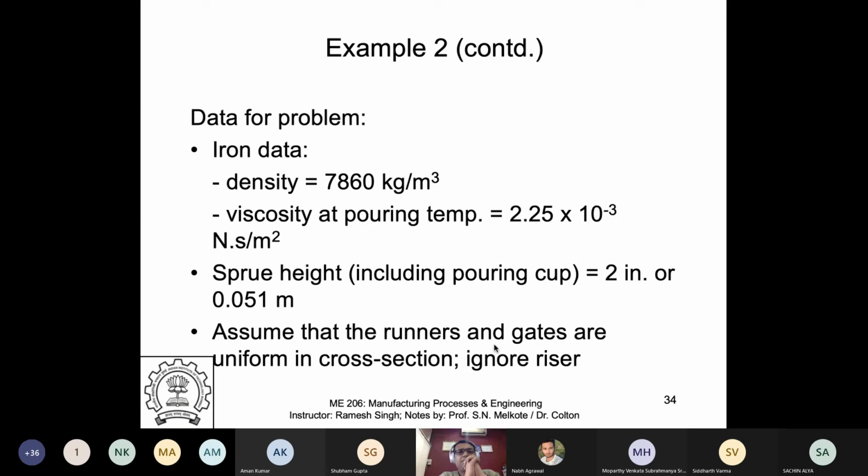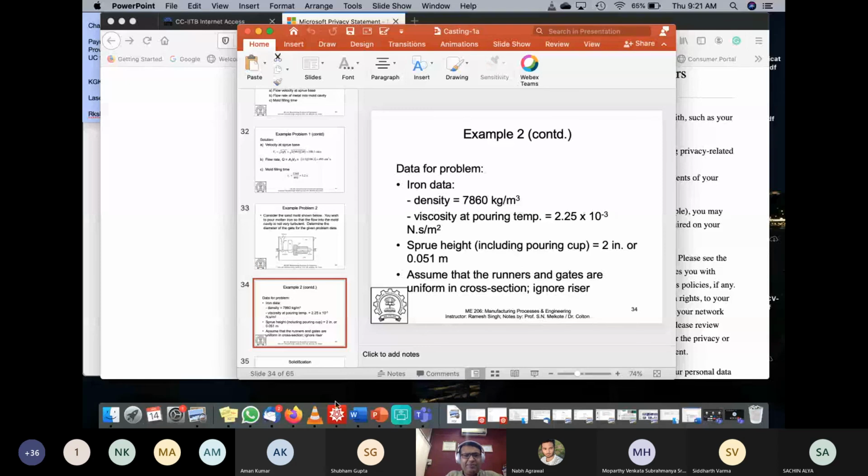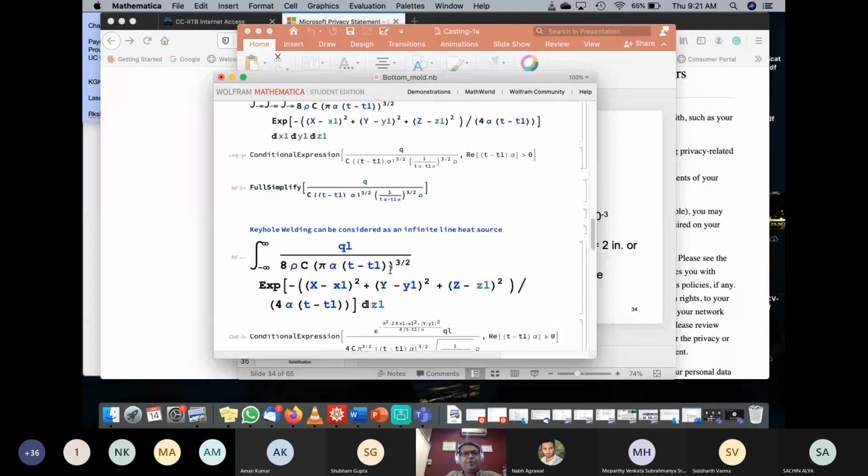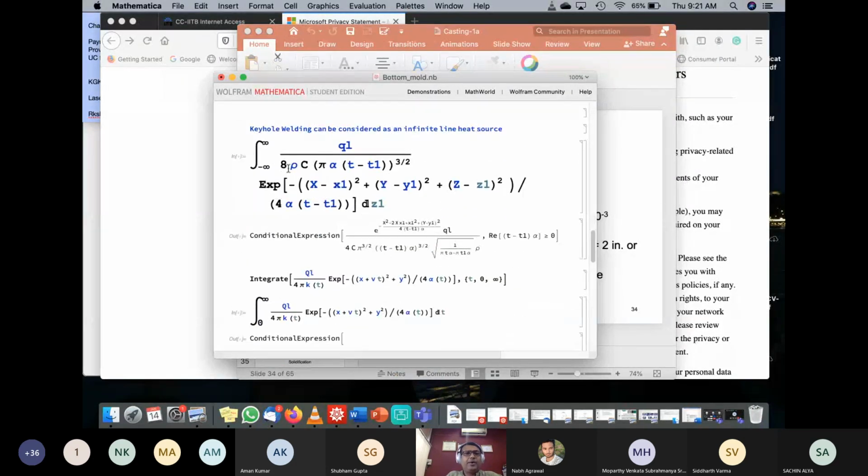turbulence. So the Reynolds number should be less than or equal to 3500, and then we can put the values and get the diameter of the gate. Yeah. So this is all you have to do. It's a very simple problem.